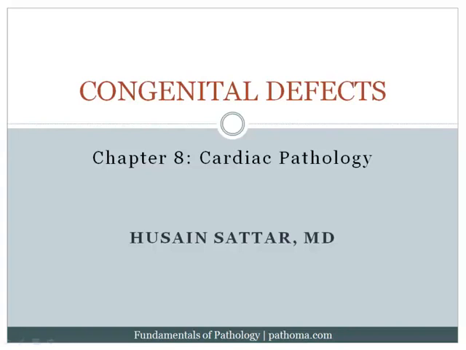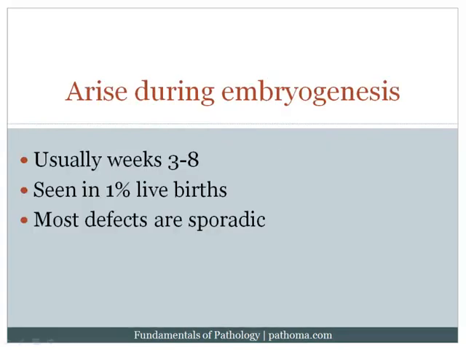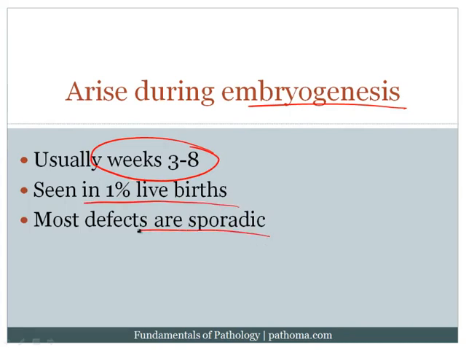Okay, moving into congenital defects. These usually arise during embryogenesis, classically during weeks 3 to 8. They're seen in about 1% of live births, and most of these are sporadic. They can occur in association with certain circumstances. That becomes particularly high yield, but I'll mention those associations as we go forward.